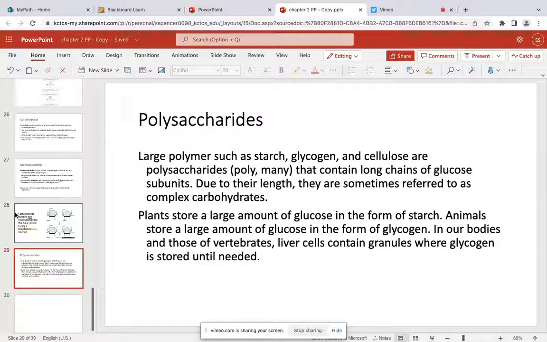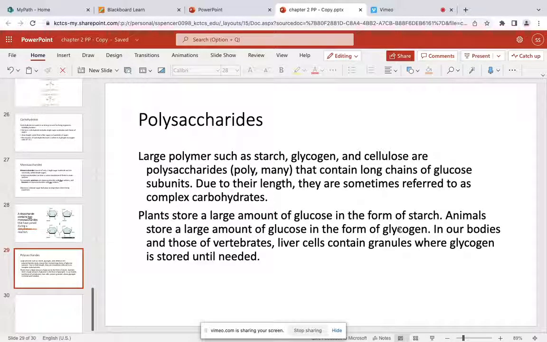Essentially, starch is going to exist in the animal state. Cellulose is going to be an important polysaccharide for plants. It's actually a structural polysaccharide that plants are going to use, and glycogen is going to be present within animals. And actually, I apologize, starch is present within different plants. We'll go over that more later on. So plants store a large amount of glucose in the form of starch. Animals store a large amount of glucose in the form of glycogen. Glycogen is actually present within our body.